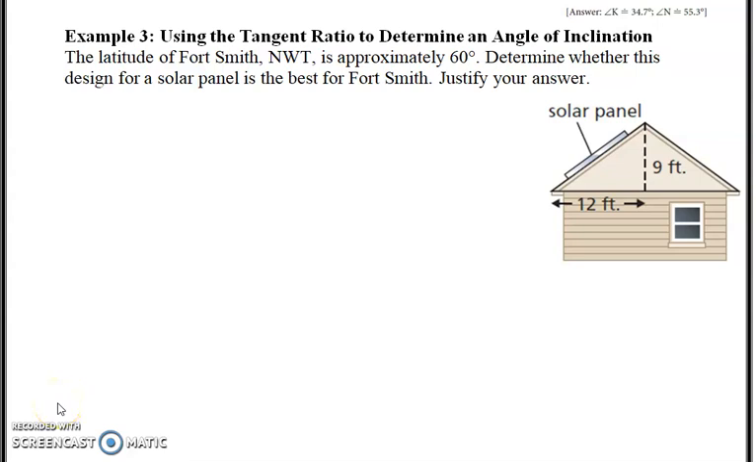Hello everybody, welcome back. Today we're continuing with 2.1, the tangent ratio, and we were on example 3. This example is also found in your textbook. It says using the tangent ratio to determine an angle of what's called inclination. If you don't remember what an angle of inclination is, you can go back to your booklet a few pages back.